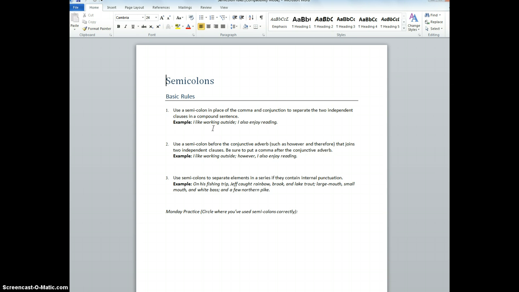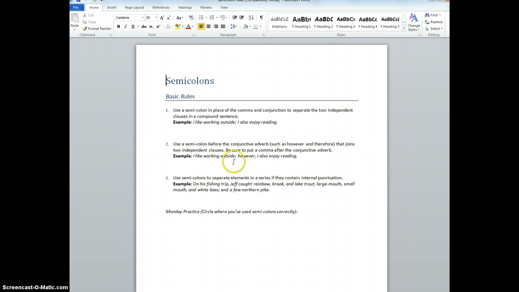If you look at the first independent clause, I like working outside, just like it was earlier. And then after the semicolon, however, I also enjoy reading is also an independent clause. But you have however in here, which is a conjunctive adverb, so you need to make sure to put a comma behind it. So, I like working outside; however, I also enjoy reading, works perfectly. You could, again, have a period after outside, and then however, I also enjoy reading.